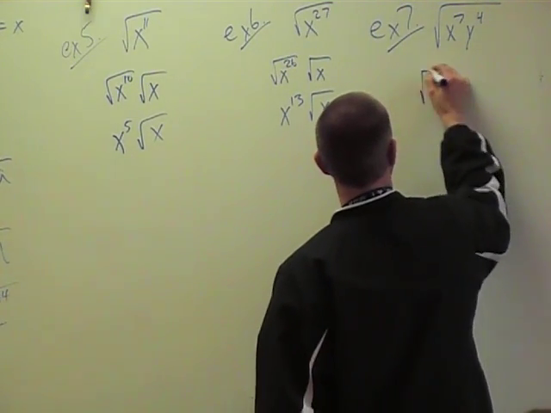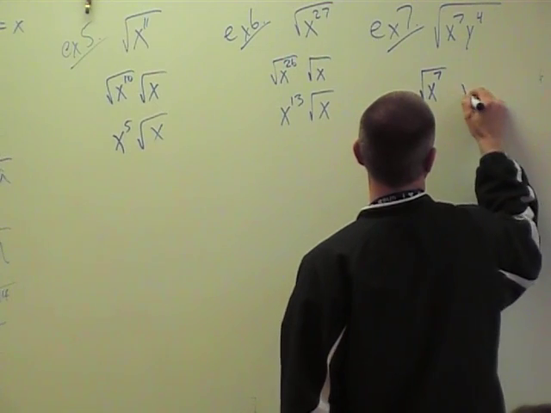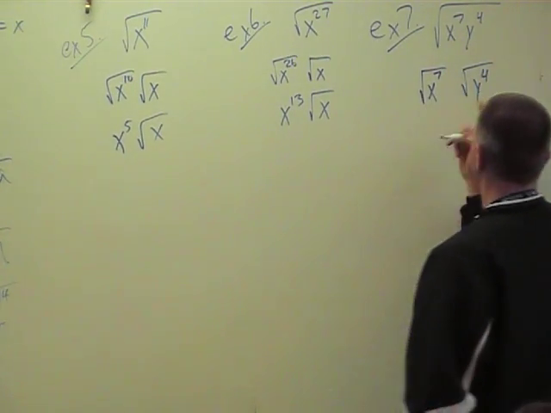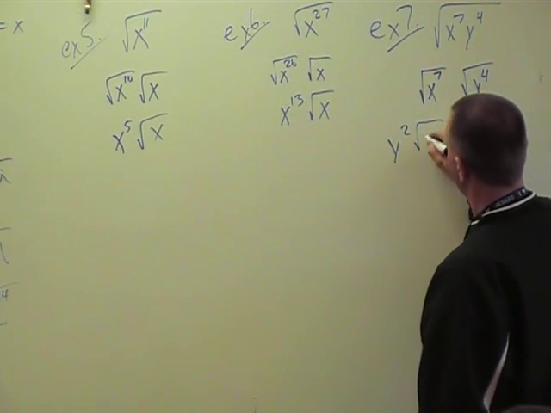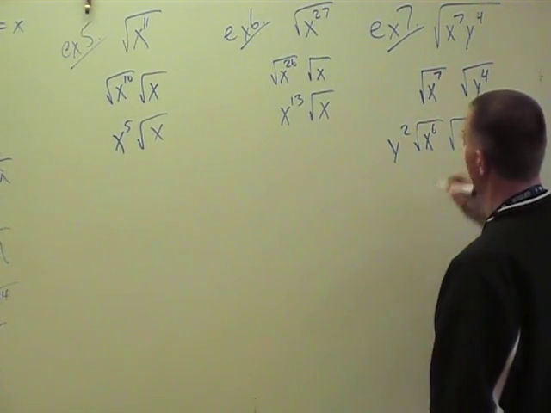Alright, so this is just two problems. Square root of x to the 7th and the square root of y to the 4th. That one's easy. That's going to be y squared out in front. This one becomes the square root of x to the 6th times the square root of x.